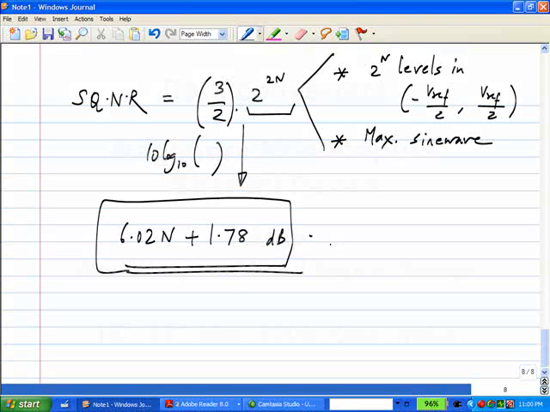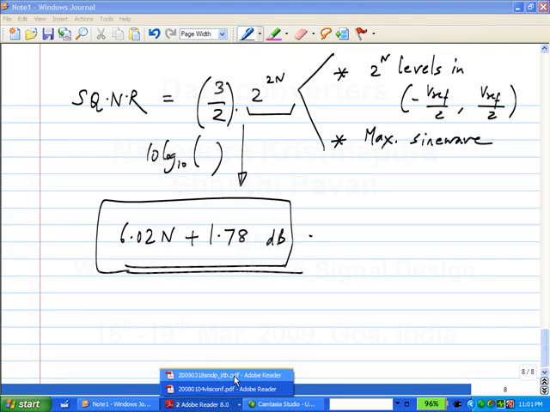At the very least, you can calculate the quantization noise from this, right? Is this clear how the formula comes about? So this is all about the sampling and quantization process. This is a very commonly used formula.